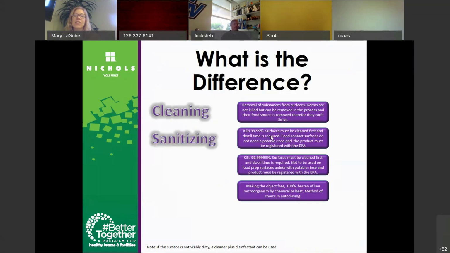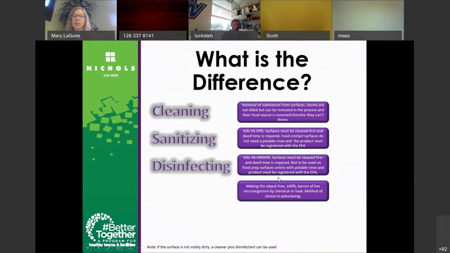Sanitizing. Sanitizing kills 99.99% of germs on surfaces. And again, they must be cleaned first, and there's a dwell time required with a sanitizer. When you are having food on a surface, prepping food or eating food off a surface, you can't disinfect. You need to use sanitizer because that's safer for that surface. If you use a disinfectant, you need a potable rinse. With sanitizer, you do not. The product must be registered with the EPA to kill whatever it is you're trying to sanitize.